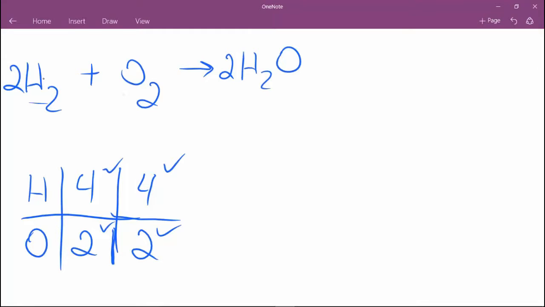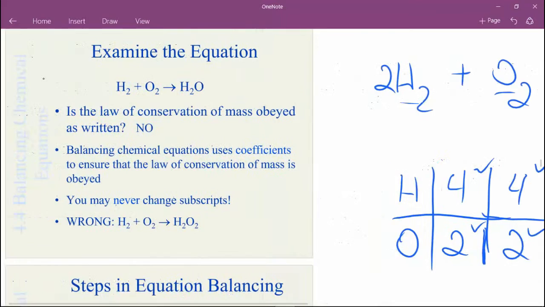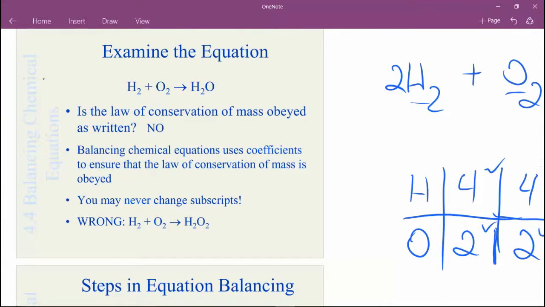4 hydrogens, 2 oxygens, 4 hydrogens, 2 oxygens. So it works. That's how I would balance my chemical equation. So when I look at it this way, I can easily see that the law of conservation is not obeyed, because I have 2 hydrogens and 2 hydrogens, good, but 2 oxygens and only 1 oxygen. Where did the other one go?